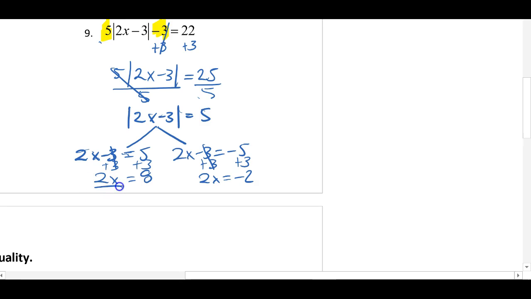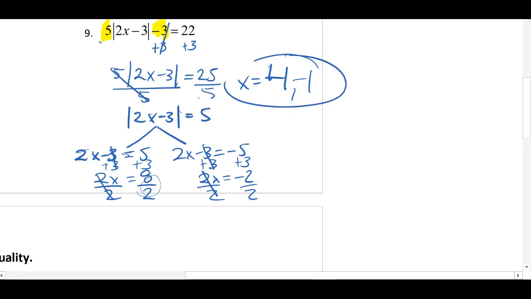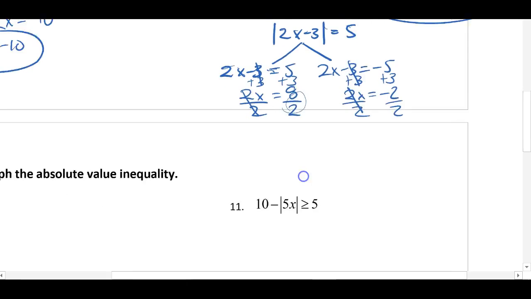And then to get rid of this 2, since ultimately I want that x alone, I divide both sides by 2. Same thing over here. Whatever you do to one side, you're going to do to the other. So then for x, the first answer is going to be 8 divided by 2, which is 4. And the second answer is going to be negative 2 divided by 2, which is negative 1. Hey, it ends up being the same answer again, like on your review. Different problem though.